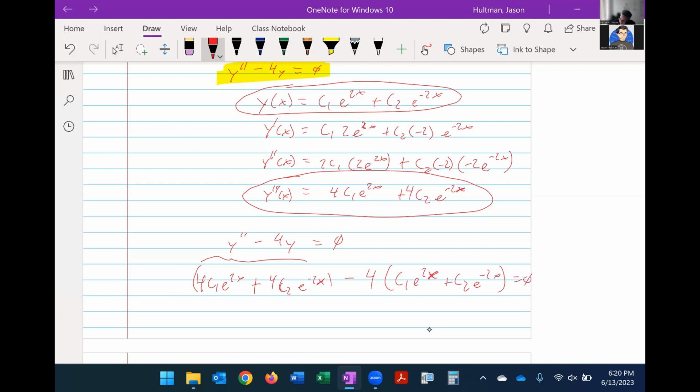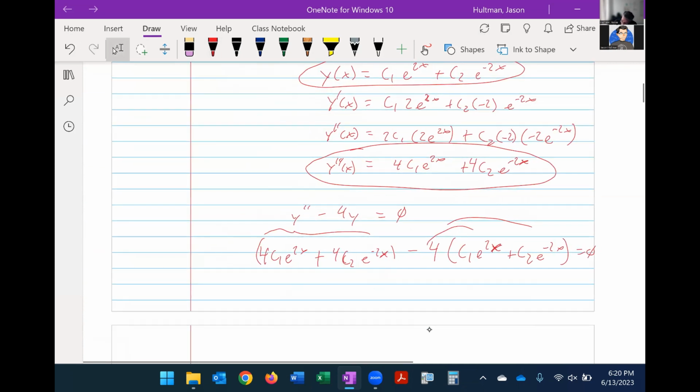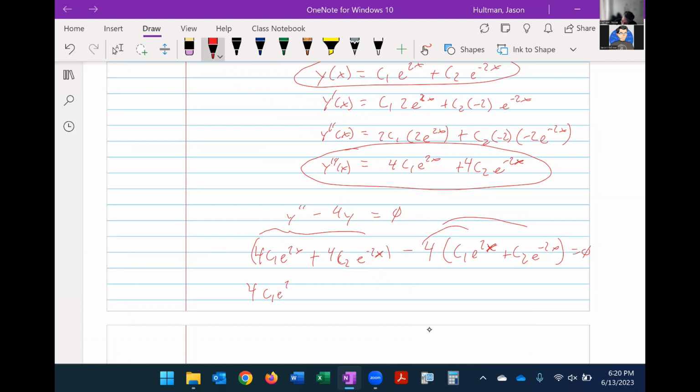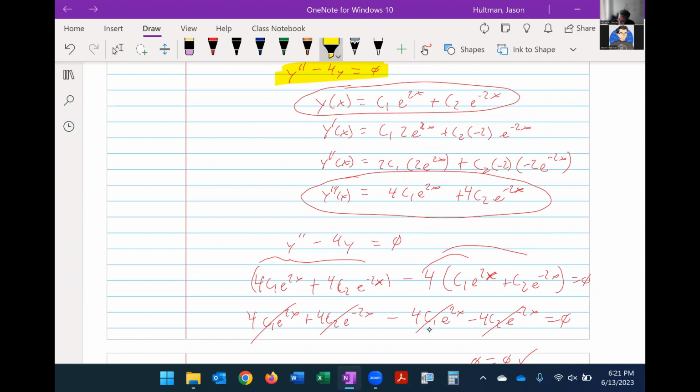Does that equal 0? Well, I distribute the 4. I get 4c1 e to the 2x plus 4c2 e to the negative 2x minus 4c1 e to the 2x minus 4c2 e to the negative 2x. And yes, everything cancels out, and we end up with 0 is equal to 0. So yes, it was a solution to the differential equation. This guy here was a solution.